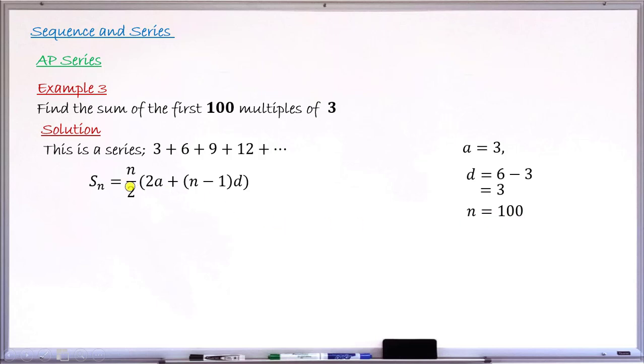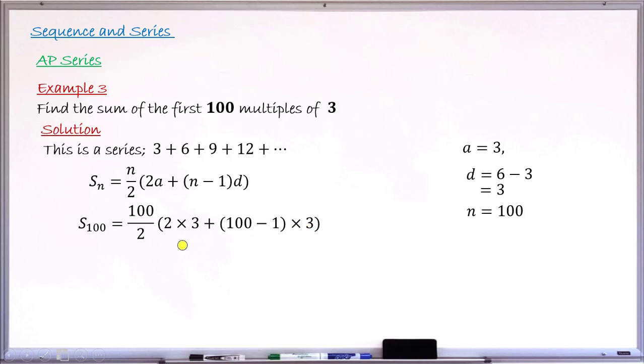So we now substitute in this very formula. So we now have S100, that is the sum of the first 100 terms, equals, I'll now substitute n, a, and d. So I'm going to have 100 divided by 2, multiplied by bracket open, inside the bracket is 2 times 3. I have replaced a by 3, plus bracket open, inside is n minus 1, where n is now replaced by 100, minus 1, then the bracket times 3.